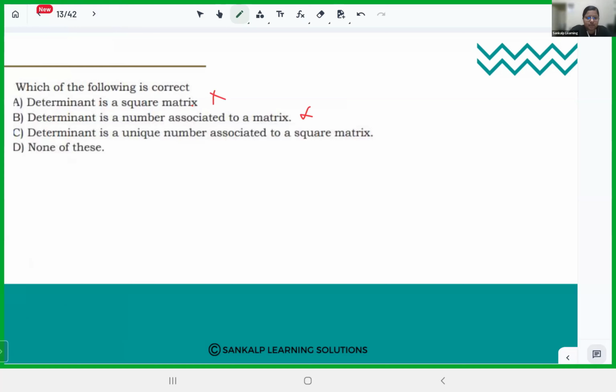Now, what about the third statement? Determinant is a unique number associated to a square matrix. Yes, that is the definition of a determinant, right? So that is right. Determinant is a unique number associated to a square matrix. So option C is correct.